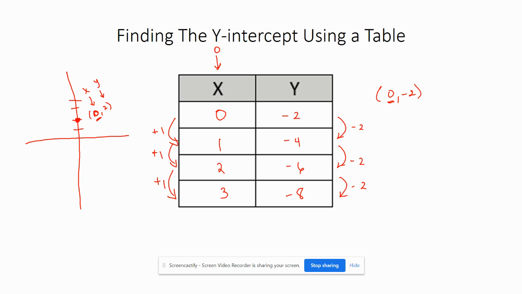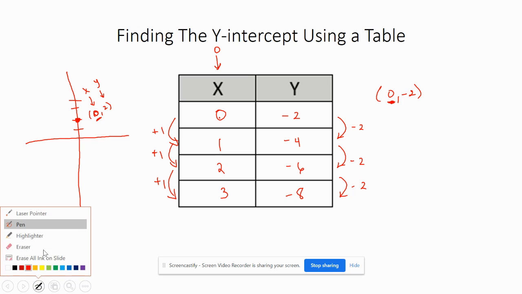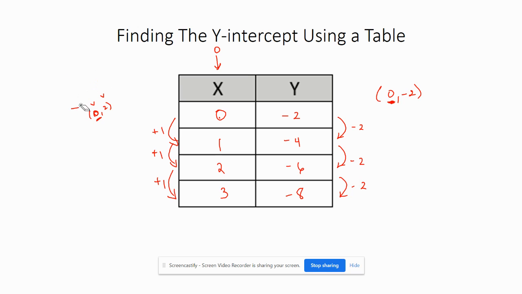Wherever the 0 is in the x coordinate, then -2 would be my y, or that answer would be my y, wherever it is at 0. So let's do another example, because there are some times in our table where we do not have a 0. And let me erase this. Give me 1 second.